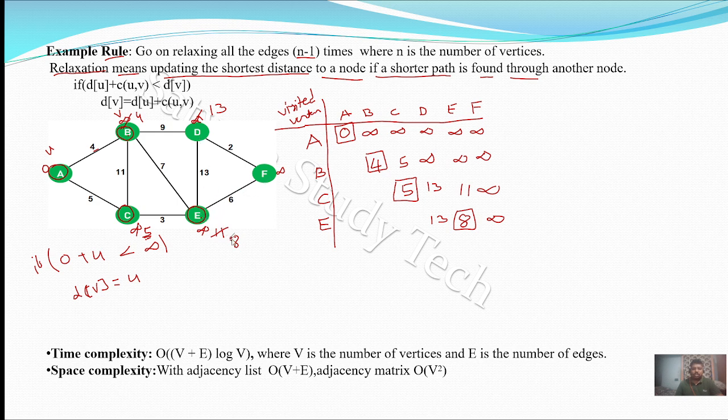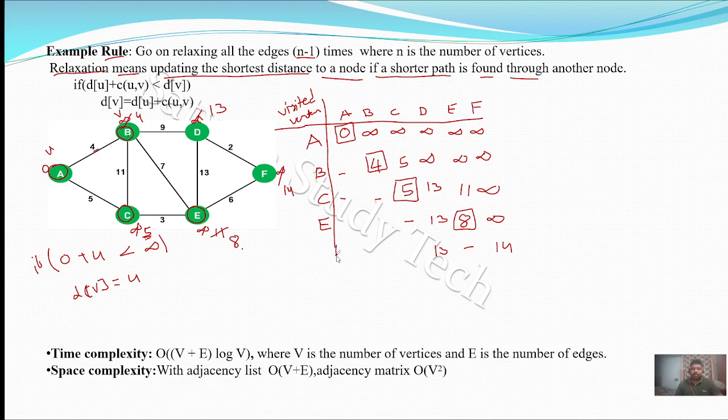So E to D: 8 plus 13, that is 21. Already 13 is there, so 13 is the minimum. F is infinity, so 8 plus 6, that is 14. So 14 is the minimum, and you can update it to 14. You can see here it is 14.